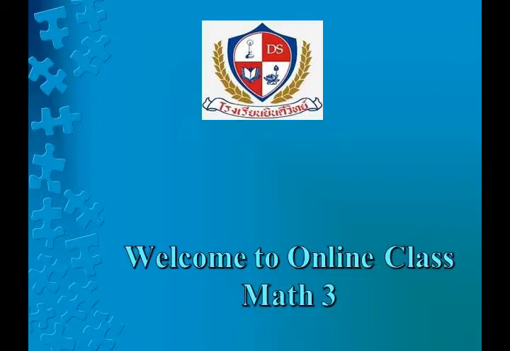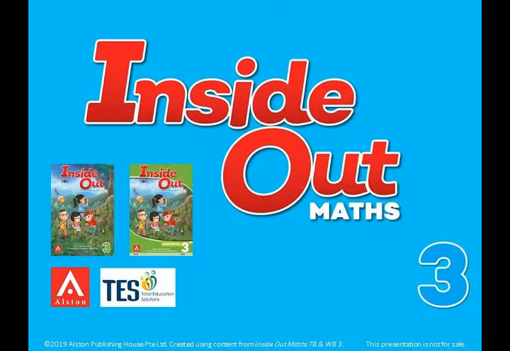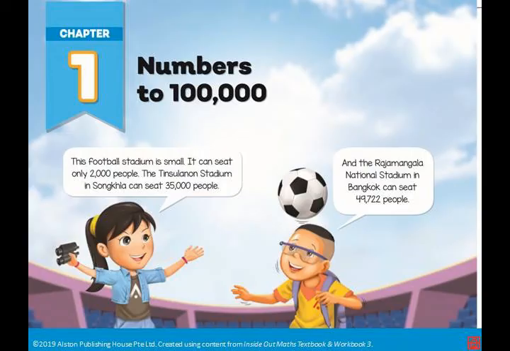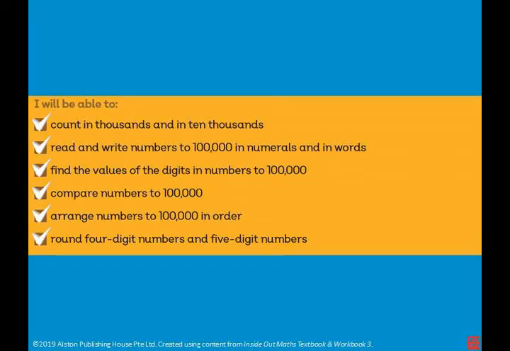Welcome to online class Math 3. Okay, if you have Inside Out Math Book 3, you can get your book and follow Teacher Don. We are now in Numbers Chapter 1, Numbers to 100,000. Here the student will be able to count in 1,000 and in 10,000, read and write numbers to 100,000 in numerals and in words, find the values of the digits in the numbers to 100,000, compare numbers to 100,000, arrange numbers to 100,000 in order, and round 4-digit numbers and 5-digit numbers.